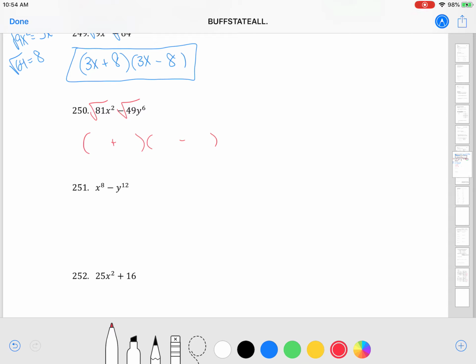All right, the square root of 81 is 9, and the square root of x squared is x, so all together in the first space of my setup is going to be a 9x. Now for 49y to the 6th, we haven't looked at an exponent that big yet. So 49y to the 6th, hopefully the 49 is pretty easy. The square root of 49 is 7.